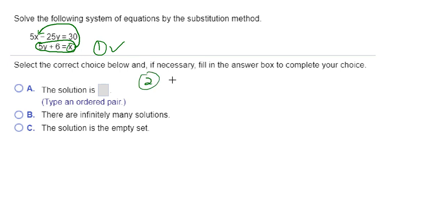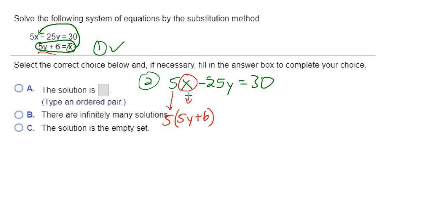So maybe I'll do it down here. So for step 2, we have 5x minus 25y equals 30. Right? That's my top equation. But what I'm going to do is instead of x, we're going to plug in 5y plus 6, because that's what x is equal to in the bottom equation. So I have 5, so this 5 gets copied down. It gets multiplied to whatever x is equal to, and because there's multiple terms, we need to use parentheses around that. Minus 25y equals 30. Right? So we replaced the x with 5y plus 6. Everything else stayed the same, right? 25y stayed the same, 30 stayed the same.